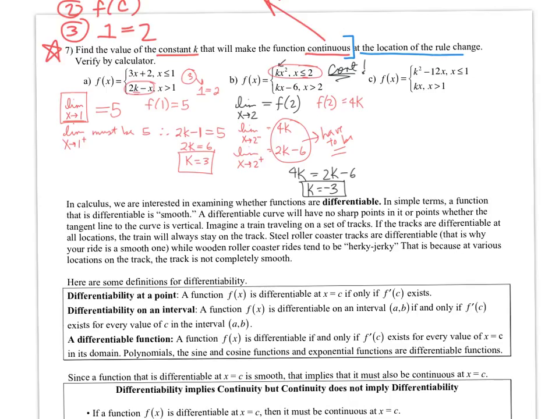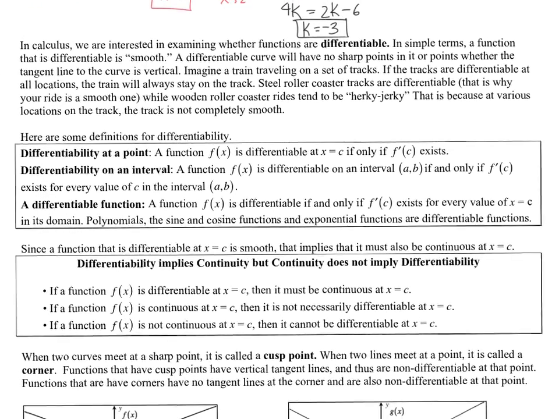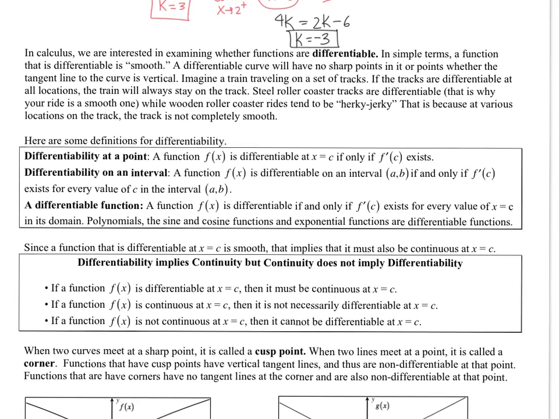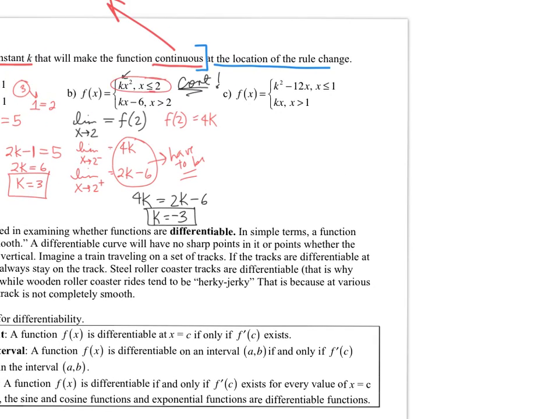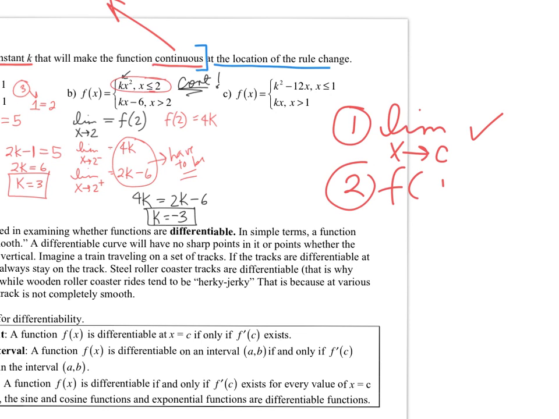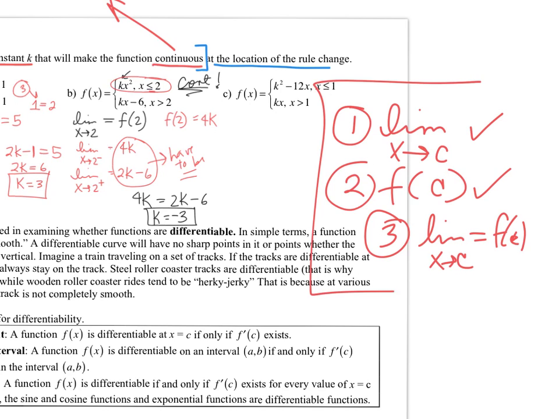Because now we're moving on to our conversation about differentiability. Okay, so to recap, again, the definition of continuity: a function is continuous at c when the limit as x approaches c exists, when f of c exists, and most importantly, when the limit is equal to the value of the function. So the limit as x approaches c is equal to f of c. There's our continuity. So now we're going to talk about differentiability.